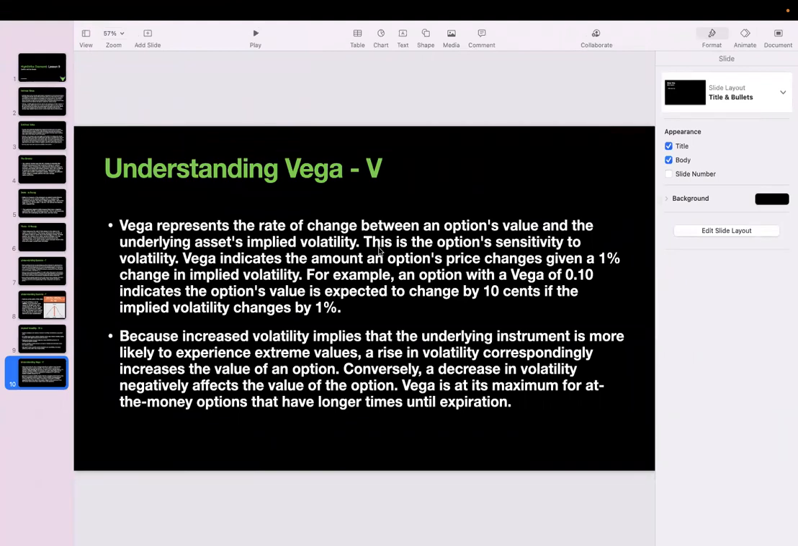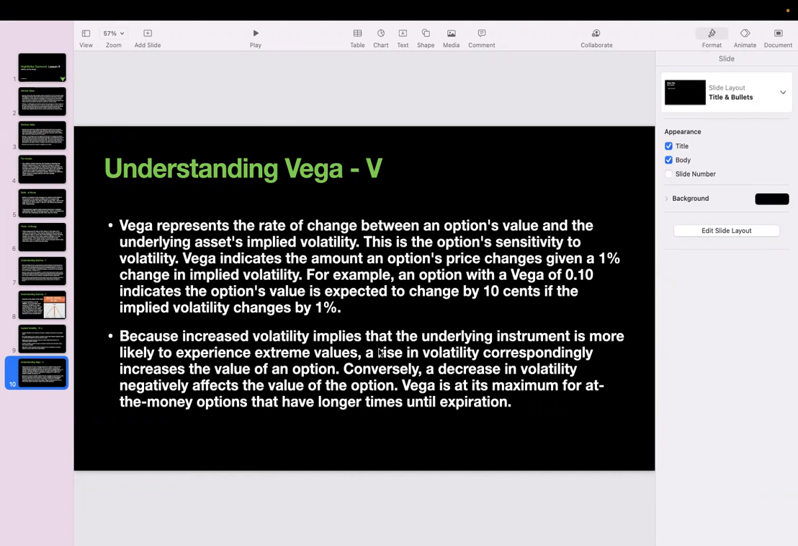Vega represents the rate of change between an option's value and the underlying asset's implied volatility. This is the option's sensitivity to volatility. Vega indicates the amount an option's price changes given a 1% change in implied volatility. For example, an option with a Vega of 0.10 indicates that the option's value is expected to change by 10 cents if the implied volatility changes by 1%. I think you guys can probably see where this is going.